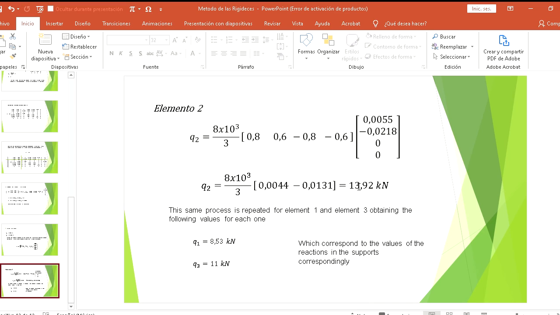In this case we have 13.92 kilonewtons, and the same process is repeated for element 1 and element 3, obtaining the following values for each one. These magnitudes of the force correspond to the values of the reactions at the supports correspondingly.